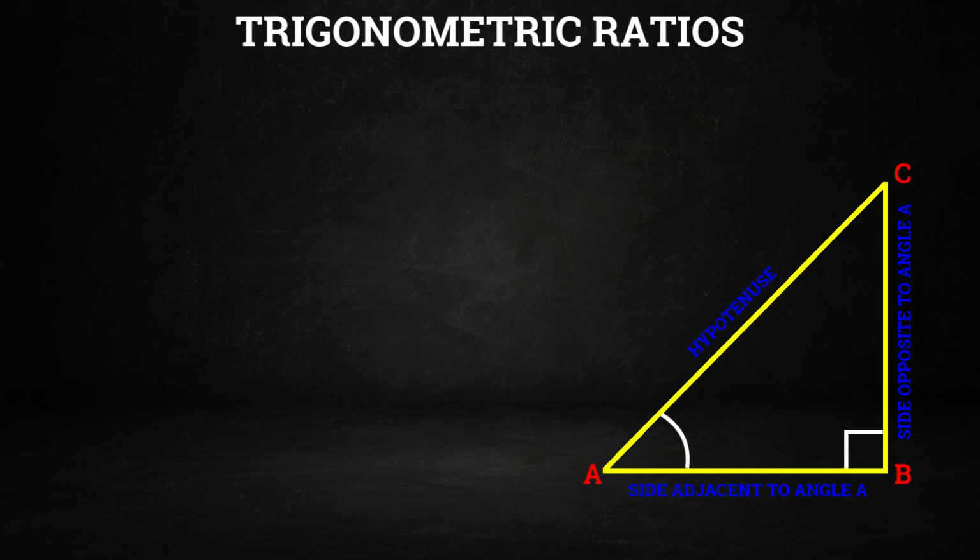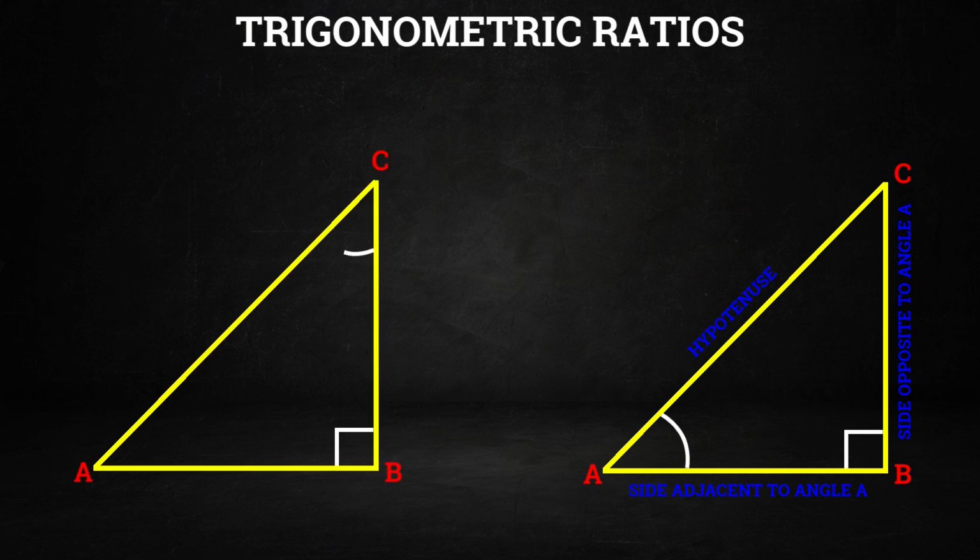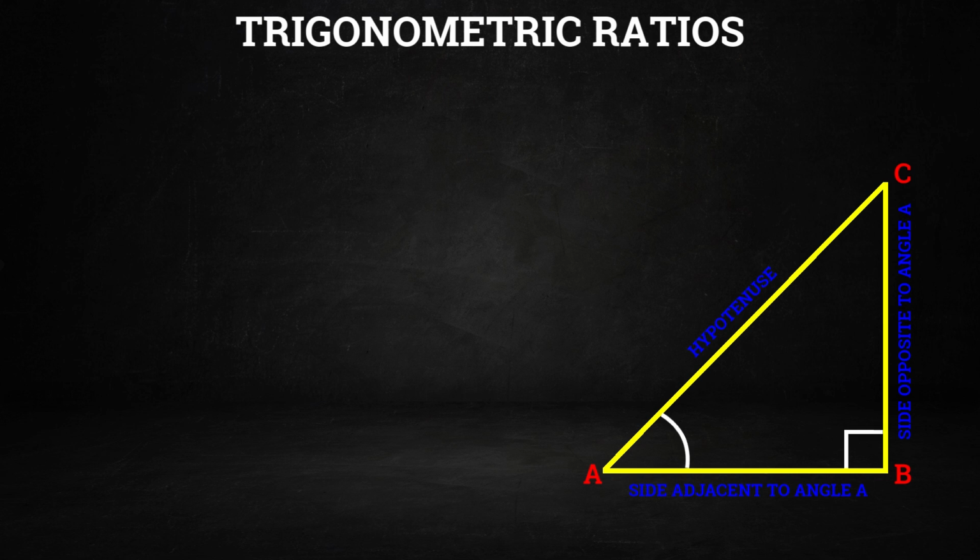Remember, the names of the sides depend on the angle you are looking at. If you shift your focus to angle C, these sides will be named differently. Now, we can define 6 special ratios using these sides. These are called trigonometric ratios of angle A. Let us define them one by one.